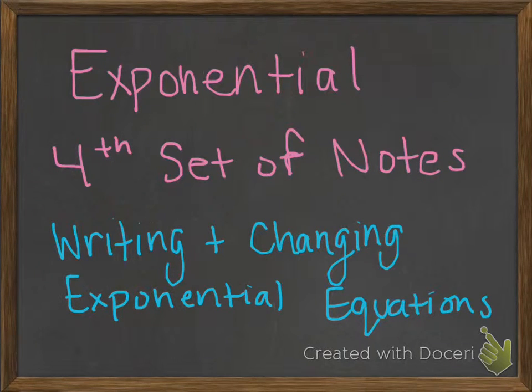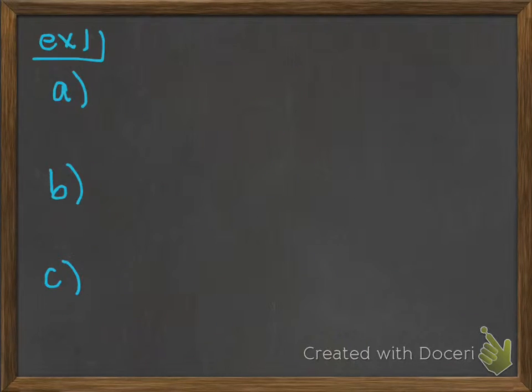Okay, this is the fourth set of notes for the exponential chapter. We're going to be focusing on changing the base and exponents of equations. So for example 1, it says Deshaun is in his 5th year of employment as a patrol officer for the Metro Police. His salary for his first year of employment was $43,000. Each year after the first, his salary increased by 4% of the salary from the previous year.